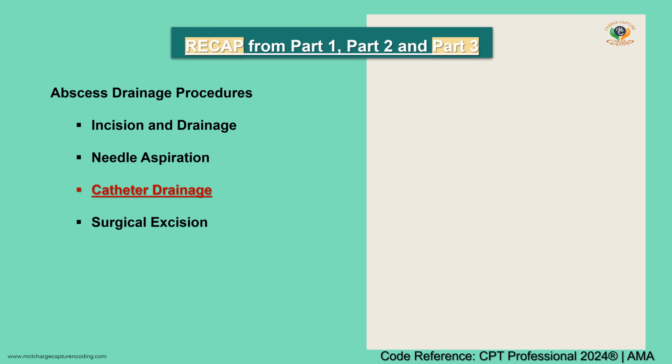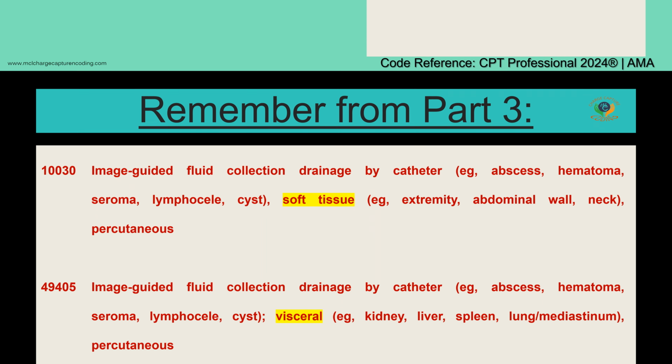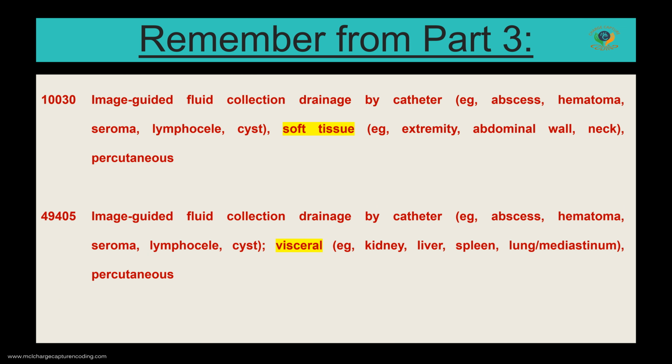A common procedure in most radiology practices is the utilization of a drain or catheter percutaneously under an imaging guidance. This is what we learned from our Part 3 video lecture presentation. Most often, the development of an abscess, regardless of its location in the body, requires further intervention when a simple incision and drainage, even needle aspiration, cannot be performed. Now let us recall the codes we talked about in our Part 3 video lecture presentation.